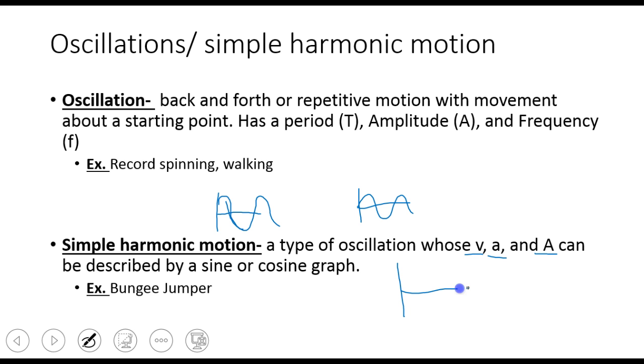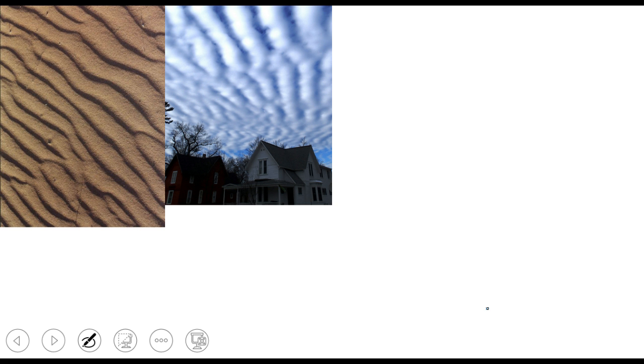So a bungee jumper starts way up high and they spring down low and then back and forth, and so they would be described as simple harmonic motion. Right? You see simple harmonic motion all the time in your daily lives. Waves washing up and back on a beach. The atmosphere does the same thing as waves and creates these little ripples.